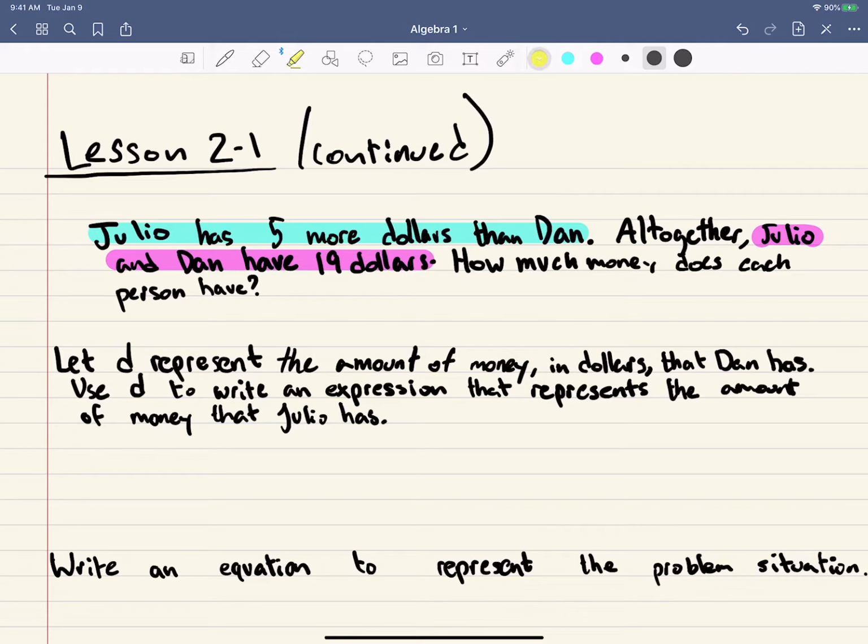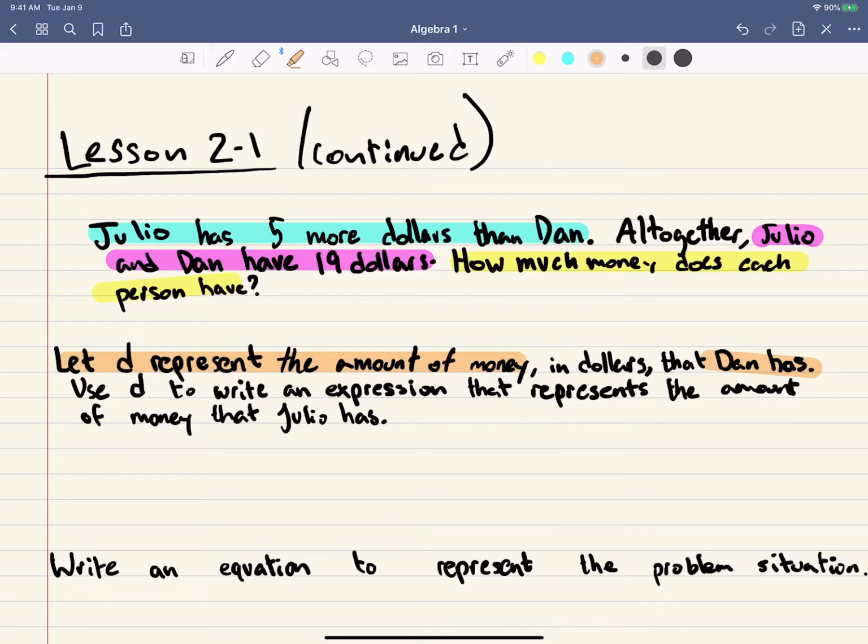And now it's telling us, how much money does each person have? That's our overall question. But we have 3 pieces of information. We know that Julio has $5 more than Dan, and we know that Julio and Dan together have $19. And our goal is to find out how much money each person has. So first, we're gonna read the next statement here. It says, let D represent the amount of money that Dan has. So whatever we do, Dan has D amount.